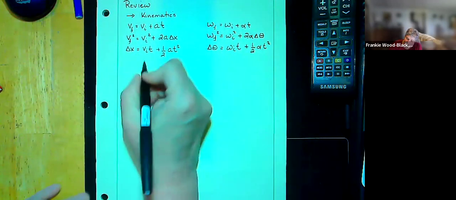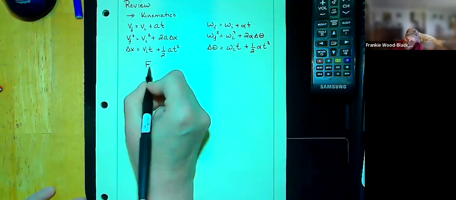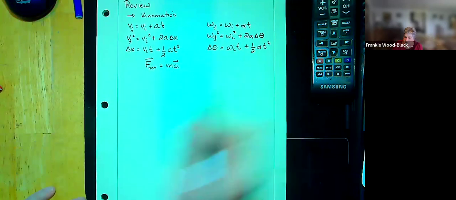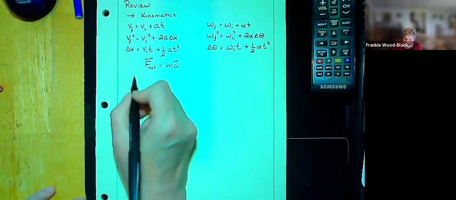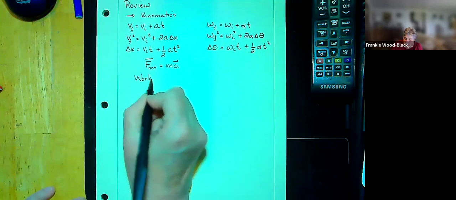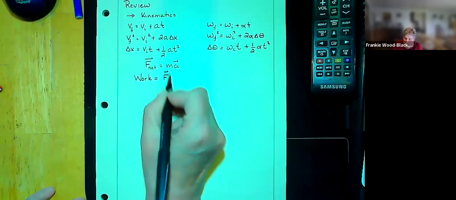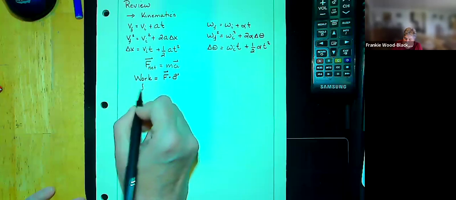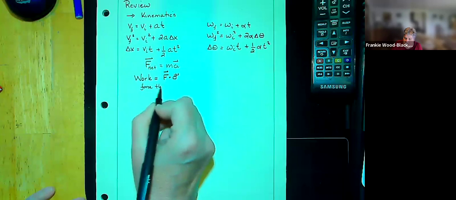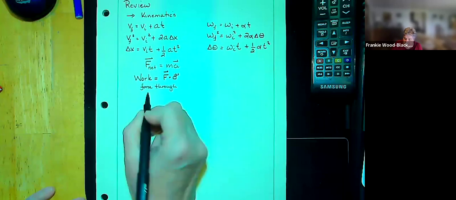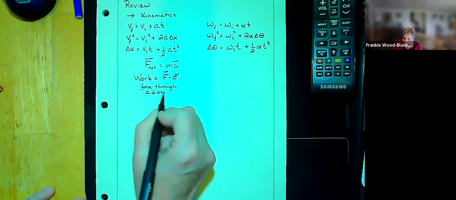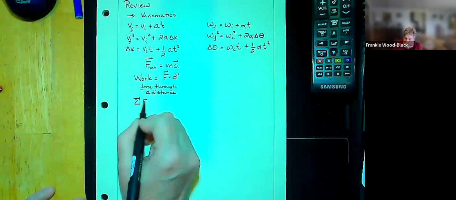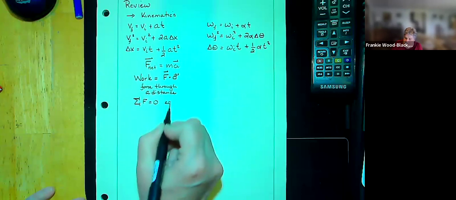Now, once we did this, we went to forces and we had our net force was equal to our mass times our acceleration. And we ended up doing work, and work was our force with a dot product times our distance. And this was work was force through a distance. We had our conditions of equilibrium, which is the sum of the forces was equal to 0, and this was an equilibrium item.